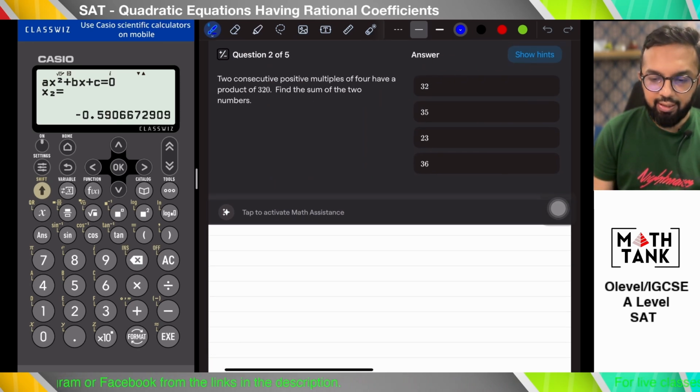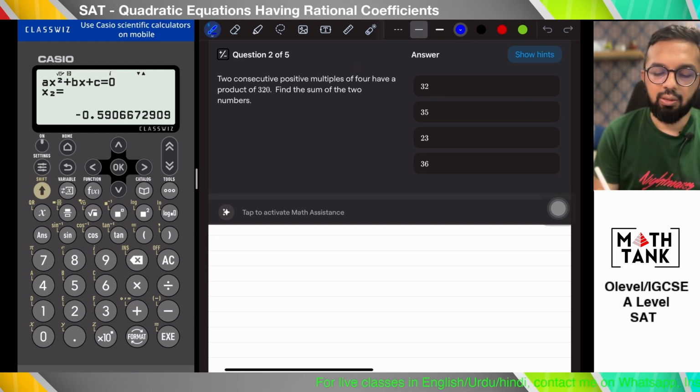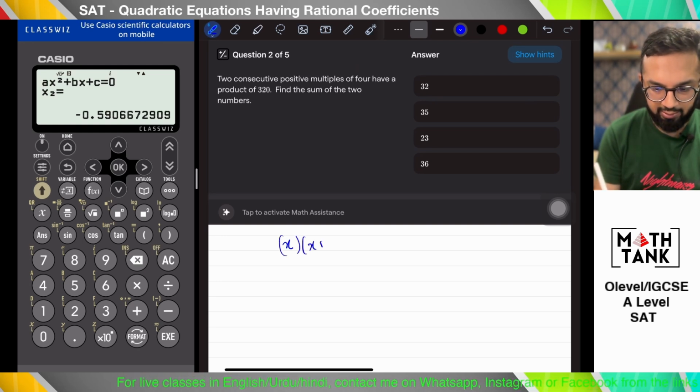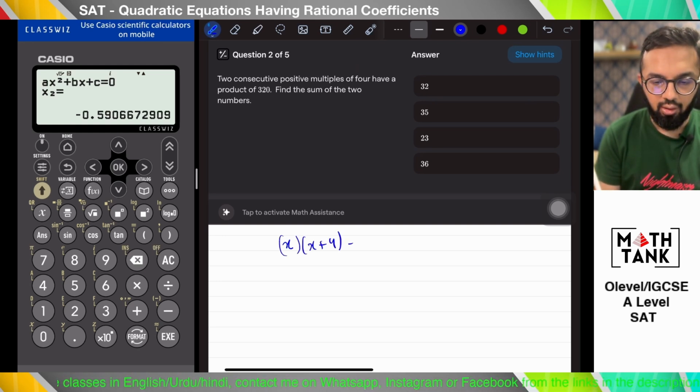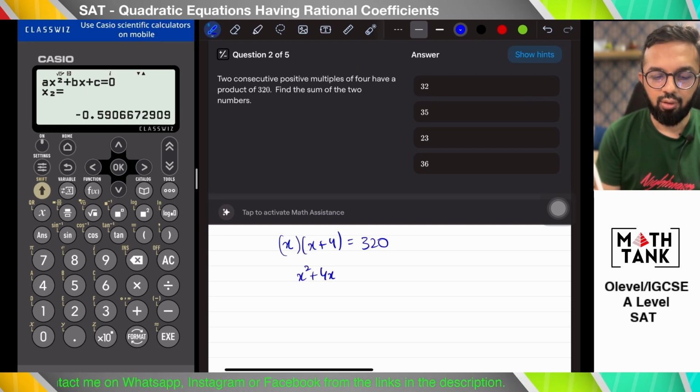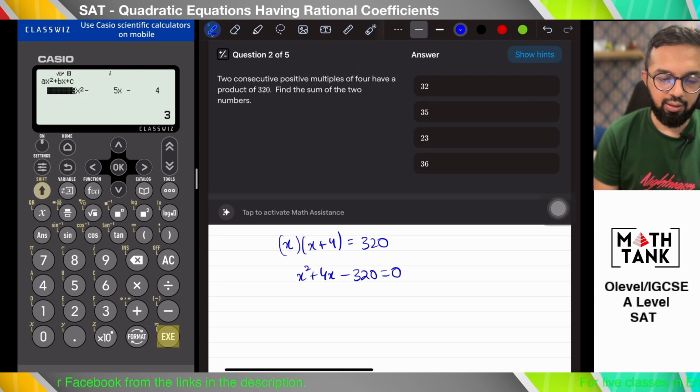Then it says two consecutive multiples of 4 have a product of 320. Find the sum of the two numbers. If the first multiple of 4 is x, then the other multiple of 4 should be x plus 4 if they have a product of 320. So that means x squared plus 4x minus 320. Let's see what the numbers should be. Let's go on our calculator and try to solve this quadratic.